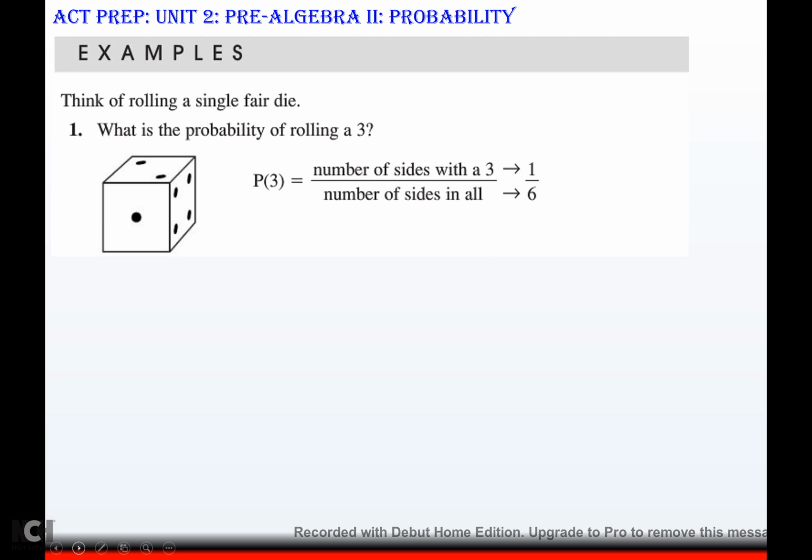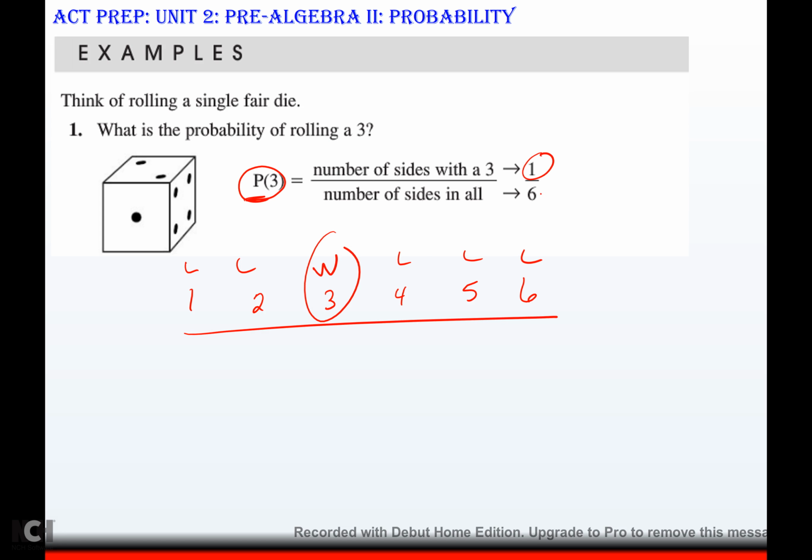Alright, so it says, think of rolling a single fair die. What is the probability of rolling a 3? Well, when you roll a die, what could happen? It could land on a 1, a 2, a 3, a 4, a 5, or a 6. They want to know the probability of rolling a 3, which means 3 is a winner. Everything else are losers. So there's one way to win out of 6 possibilities. So the probability of rolling a 3 is 1/6. Done.